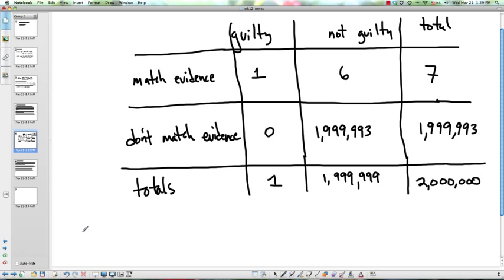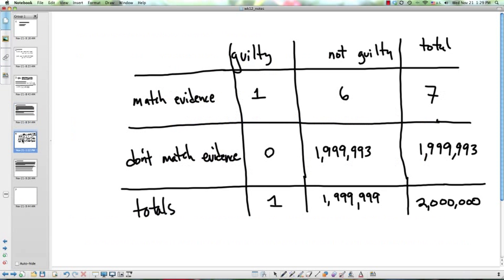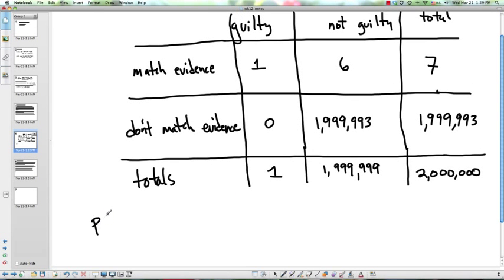What I'd like to do is answer question number 1. Let me look at it again. What was the first question? If this person is innocent, what's the probability they match the evidence? So that is, if they're innocent, that's the given, and that goes after the straight line that we create to indicate the condition. So we'll say, what's the probability of the particular evidence given the person is innocent?